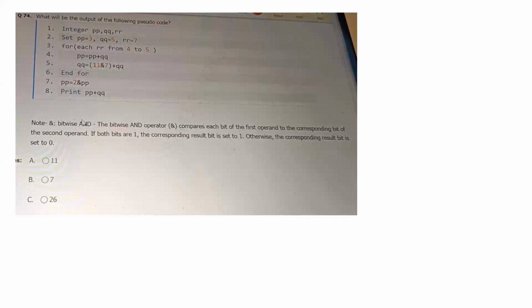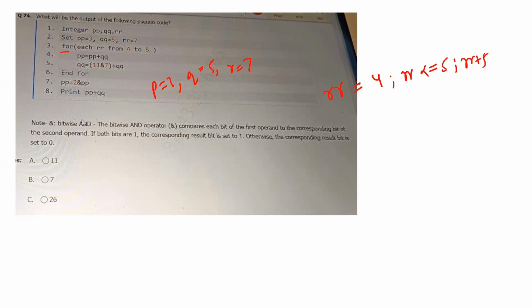So here we'll be discussing the next question. For the next question, we have three values P, Q, R, right? P is 3, Q is 5, and R is 7. Now here we are running a loop for each R from 4 up till less than or equal to 5, that is R less than or equal to 5, and R plus plus. This is a for loop itself, given in the pseudocode.